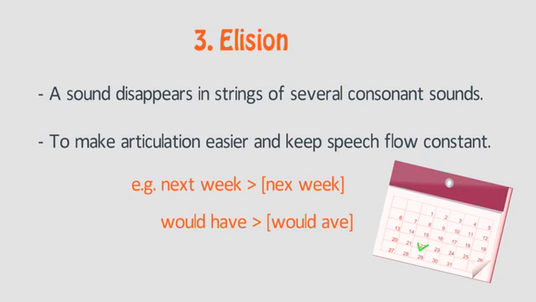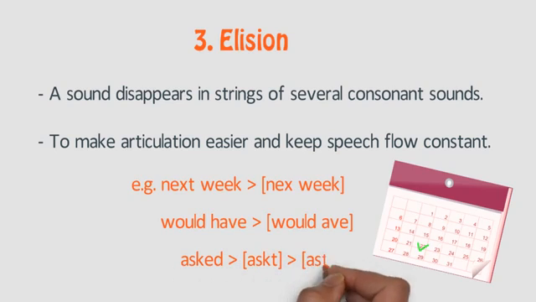One last example of elision. Take the simple past tense of ask. Asked. There are 3 consonant sounds in a row. However, in fluent speech, we can drop the k sound and say asked, so it's easier to articulate the word. Asked, asked.